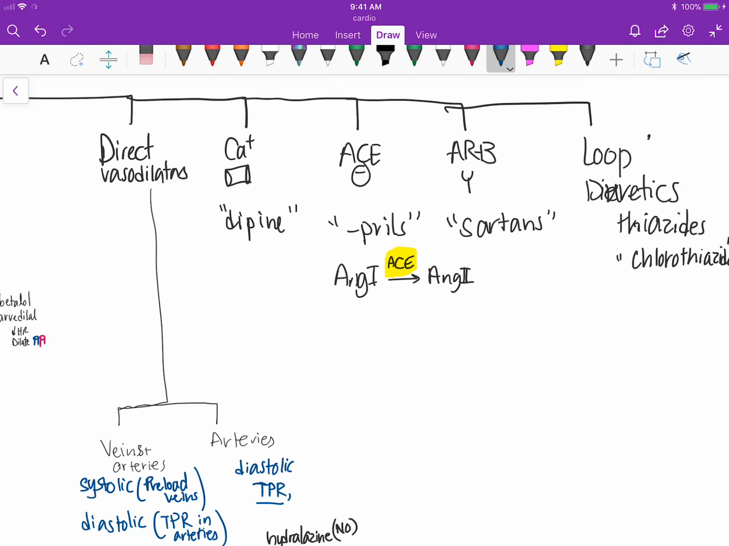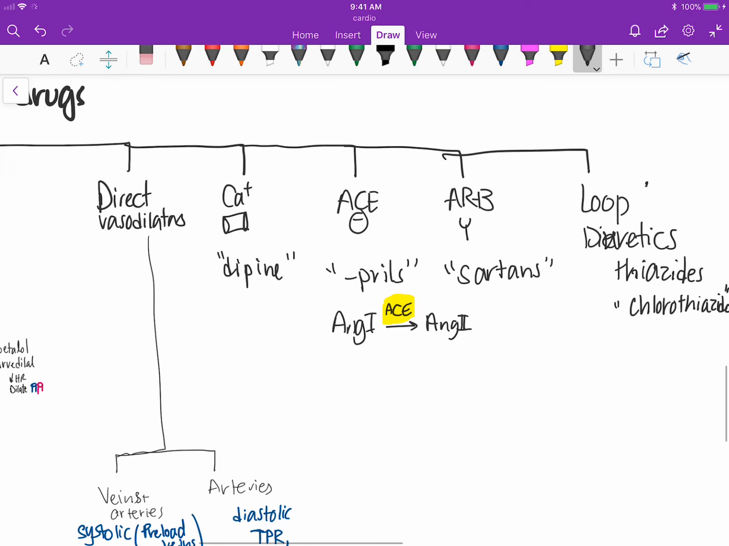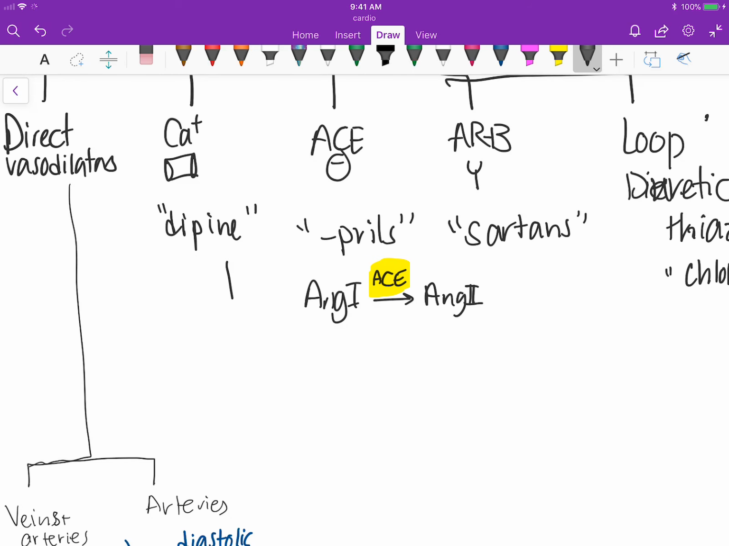Now you have the calcium channel blockers. Those are also interesting because there are two kinds of calcium channel blockers. They all end in dipine, and there are two kinds. Why do we say that there are two kinds? Well, let me try to make this in a better way.